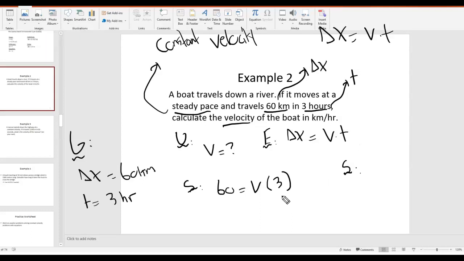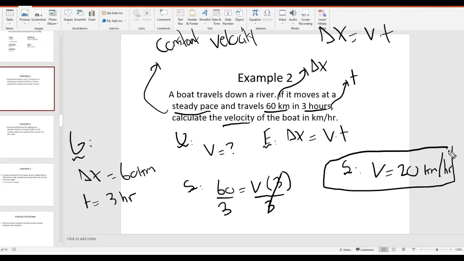And so what I'm going to do is I'm going to divide by 3. Okay, but the rules of algebra say if you do something to one side of the equation, you have to do it to the other side as well. So I'm going to divide both sides by 3. 3 divided by 3 cancels, and now I have v by itself. Okay, so v equals 60 divided by 3, which is 20. The unit for that is going to be kilometers per hour.